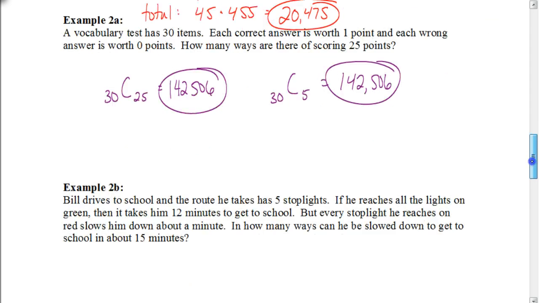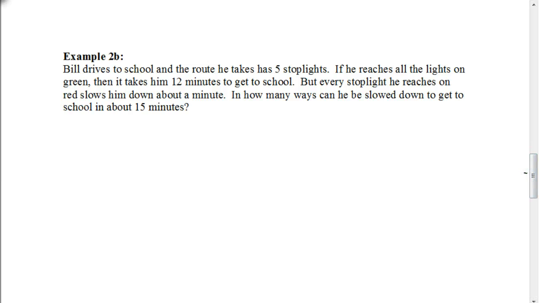Let's look at this next one. Bill drives to school, and the route he takes has 5 stoplights. If he reaches all the stoplights on green, then it takes him 12 minutes to get to school. But every stoplight he reaches on red slows him down about a minute. In how many ways can he be slowed down to get to school in about 15 minutes?